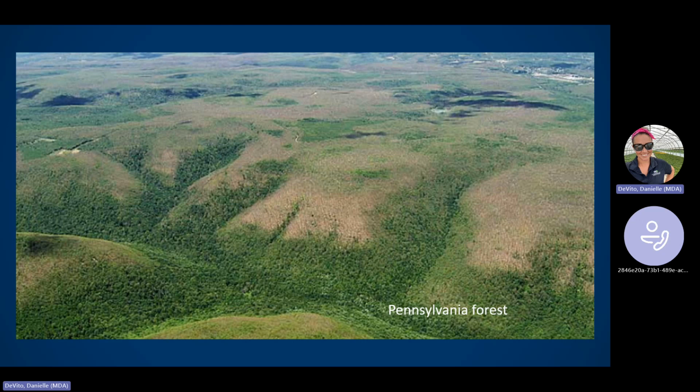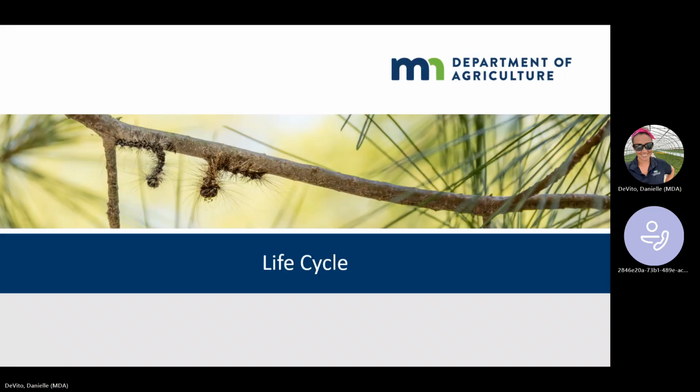Spongy moth feeds on over 300 species of trees and shrubs. Caterpillar feeding on leaves doesn't directly kill trees. The compounded stress makes them more susceptible to drought, disease, or insects, which can then cause tree mortality, as well as multiple years of heavy infestation.